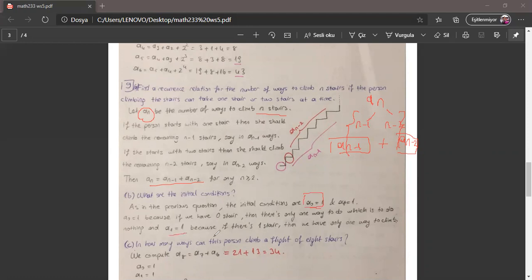And what is a1? If there is only one step, then he or she will climb this one only. So there is only one way to climb it. So a1 and a0 are the initial conditions. And whenever n equals 2 or greater than 2, this relation holds. So these are the only initial values.